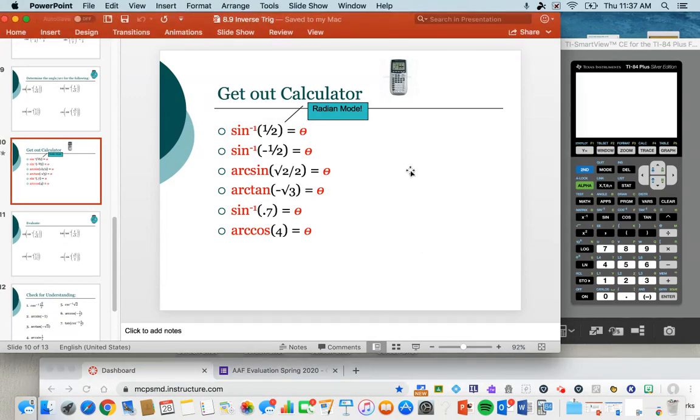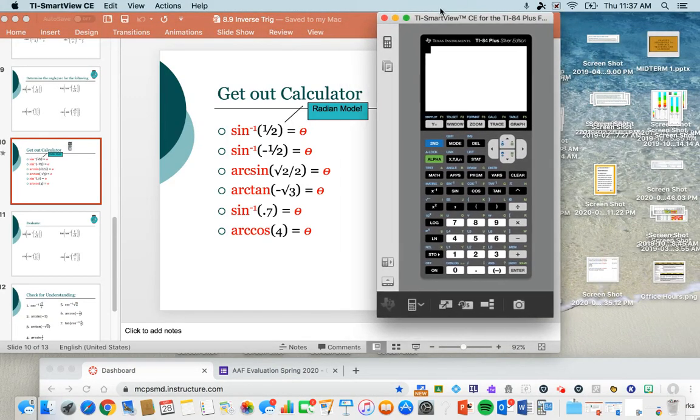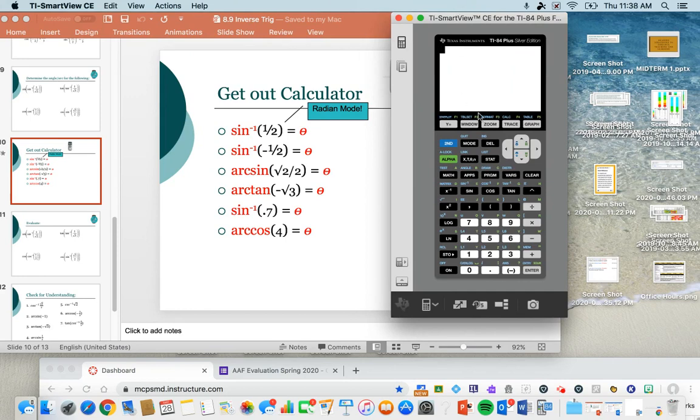Oh, it's okay. It's okay, we're going to go into our calculator. So, degree mode and radian mode. When you clear your calculator, it's going to default to radians. So we want to change the mode if we're working in degrees, right? So let's start off with radians.